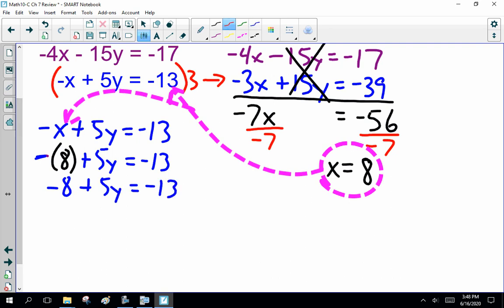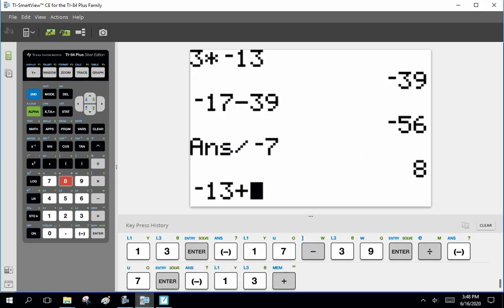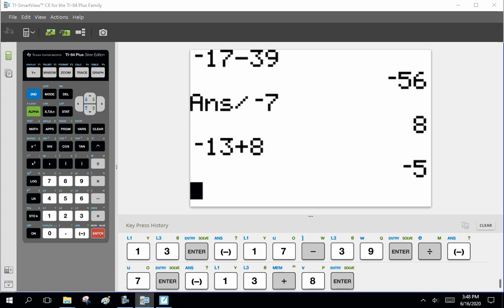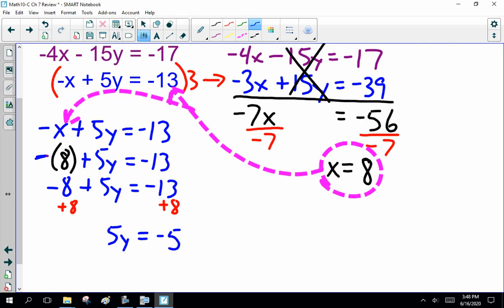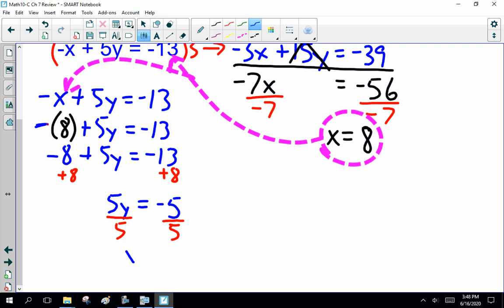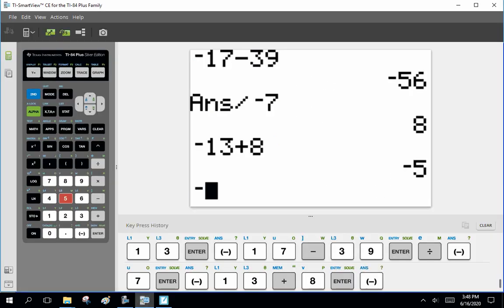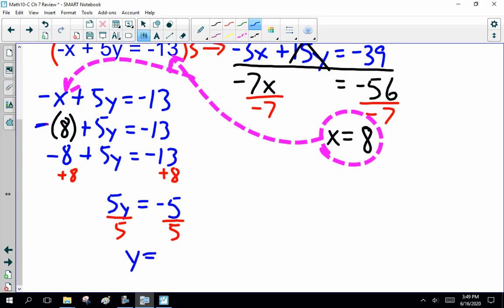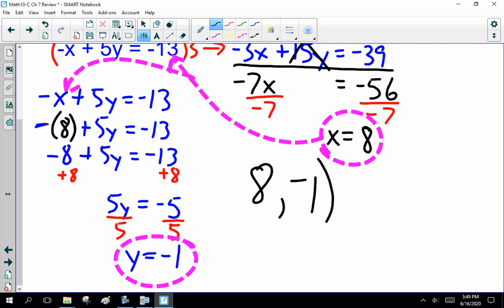How do I get rid of minus 8? I'd add 8 to both sides. So 5y is minus 13 plus 8. Negative 13 plus 8 is minus 5. So 5y is minus 5. So how do I get rid of times 5? Divide both sides by 5. So y equals negative 5 divided by 5, which is negative 1. I thought so, but I thought I'd double check, because I'm having one of those days. That graphing question was embarrassing. Anyway, so 8 comma minus 1 is my answer.